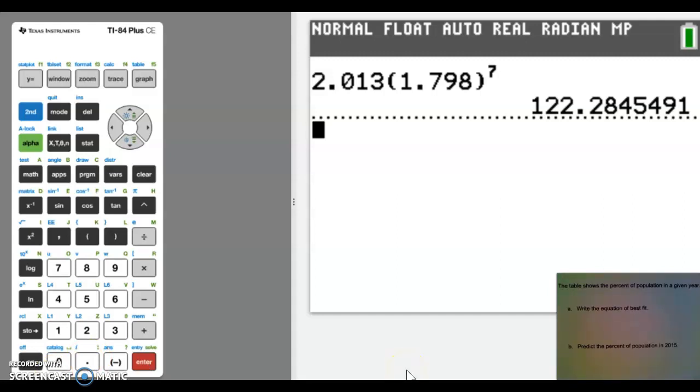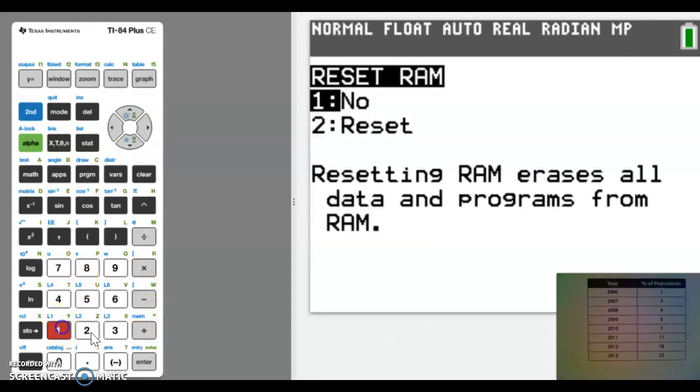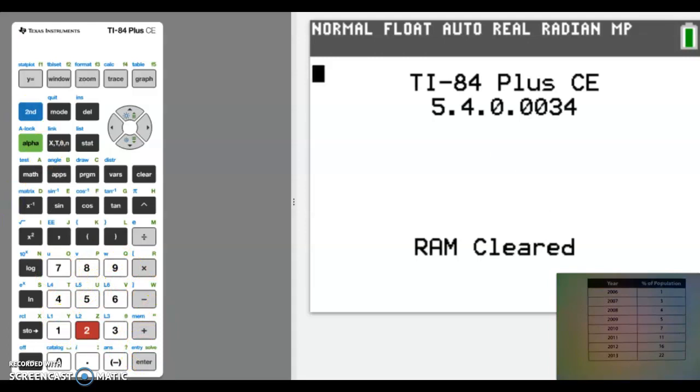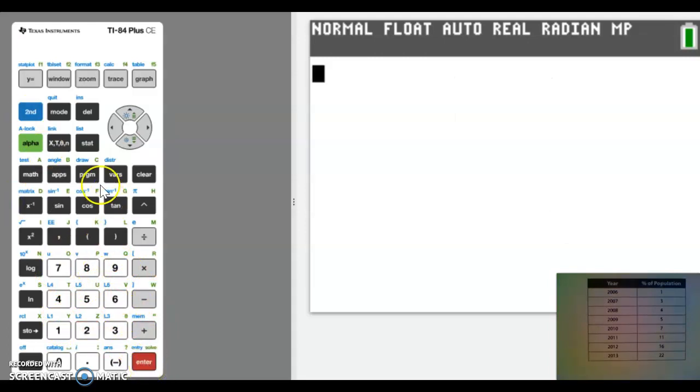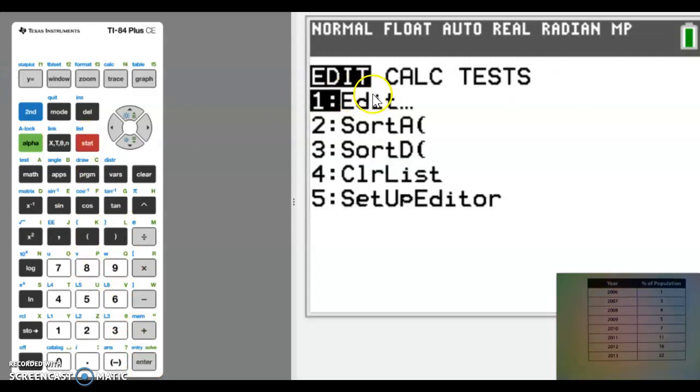All right, we move on to problem number 2 here. Problem number 2 says the table shows the percent of population in a given year. So over here on our table, we have a specific year and then the percent of population. The question again is find the equation of best fit. So I'm going to press second plus 7 1 2, or you could go up and press actions and clear your emulator. But there it is. I'm going to go to stat and I'm going to edit.